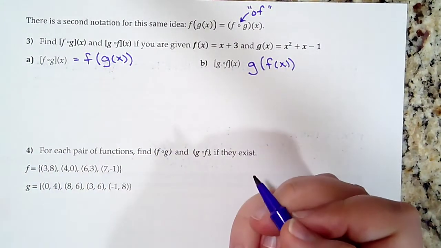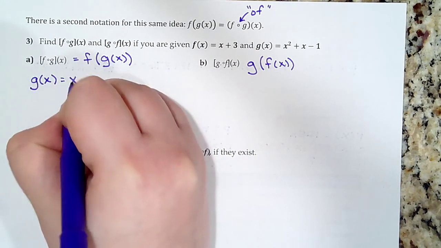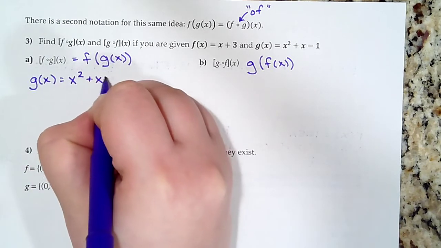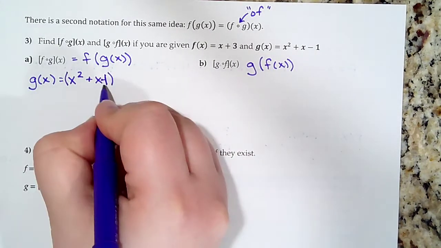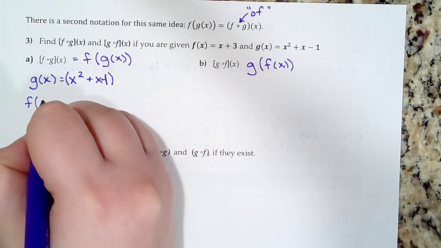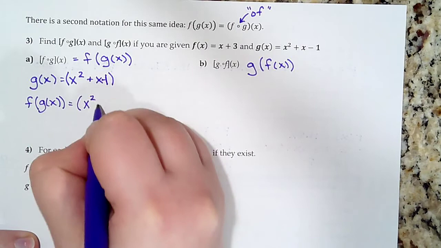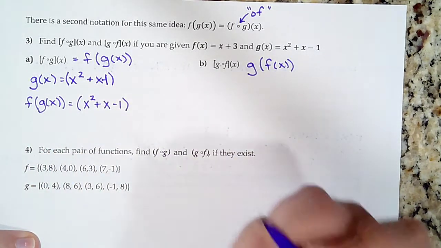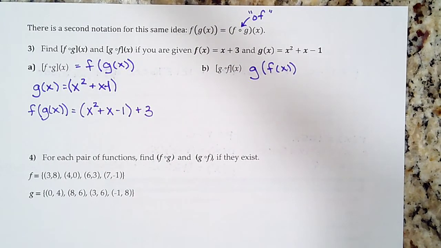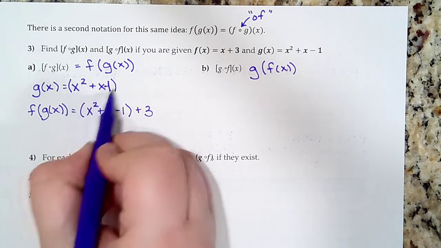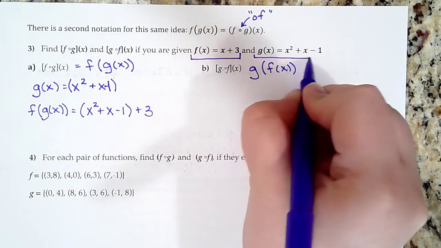I find g of x. G of x, because it doesn't give me a number, I'm just going to write it down. G of x is x squared plus x minus 1. I'm now going to take all of that and plug it into the f function. So f of g of x is equal to x squared plus x minus 1 plus 3. That's a little confusing because there's no numbers. Don't panic. If it doesn't give you a number, you just take that and plug it directly in where you saw your x in your f of x function.